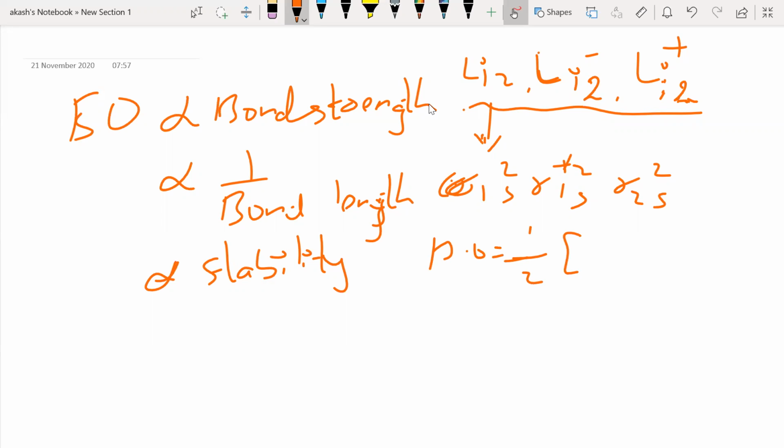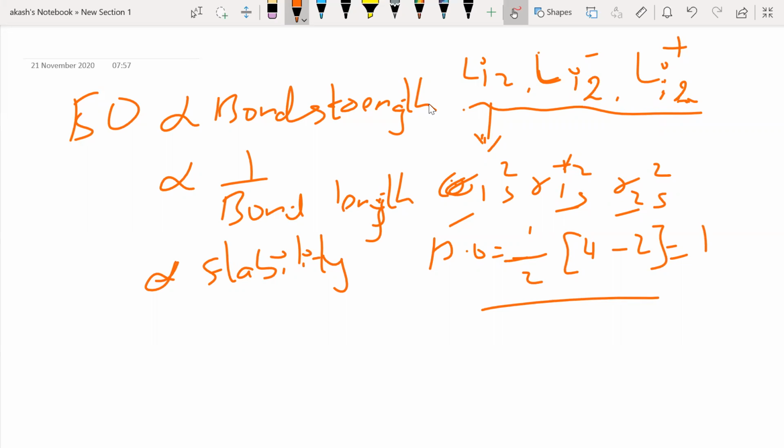Now what do you have? 4 electrons minus 2 electrons here. So 4 minus 2 will be 2. 2 by 2 will be 1. How did you get 0.5? Siddharth, the calculation is somewhere wrong, right? So 1 by 2, normal: number of electrons in bonding minus number of electrons in anti-bonding. Totally 6 electrons. This is how I fill, and this is the calculation. Bond order is 1 for Li2.